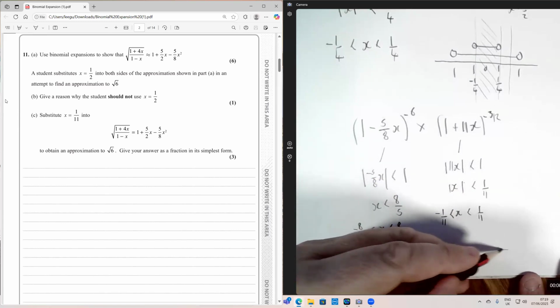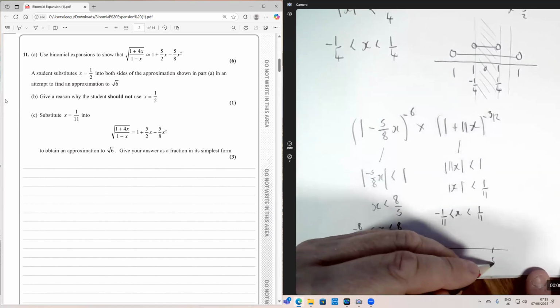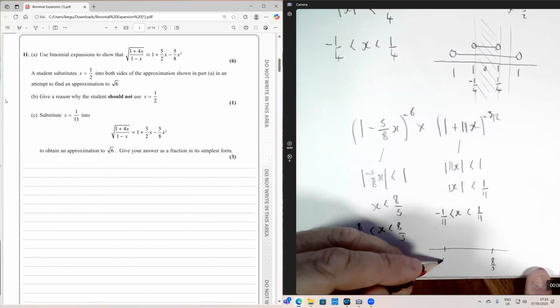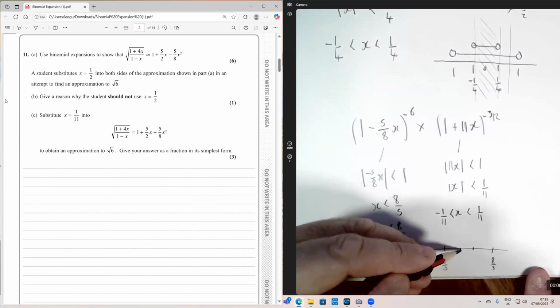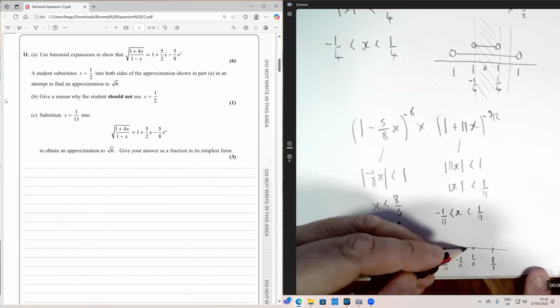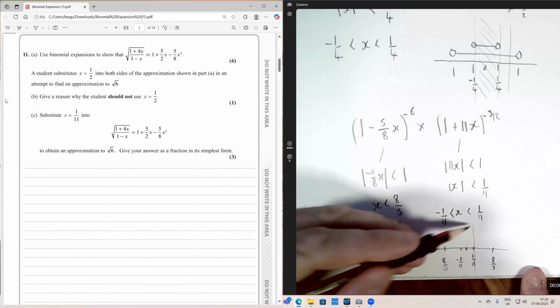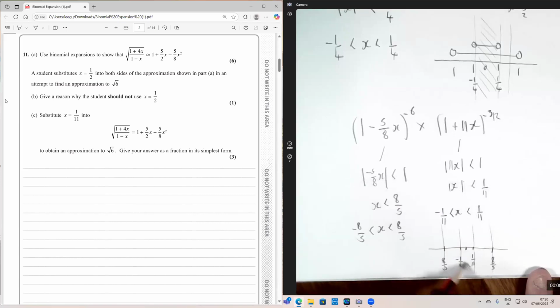If we represent both of those on a number line, we've got here our 8 over 5, which is bigger than 1. We've got over here our 1 over 11, which is comparatively a lot smaller. There it is. Okay. So that's there and that's there. And this is the narrowest range of values. This is the one where both expansions are working.